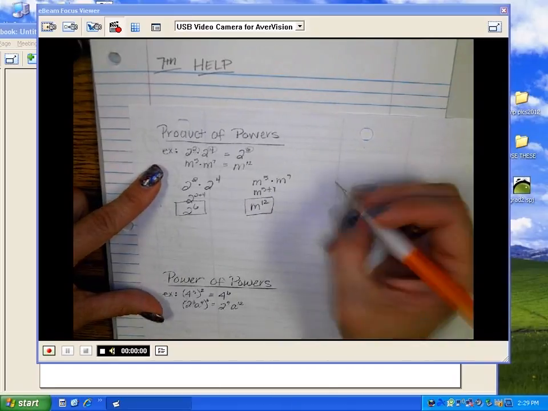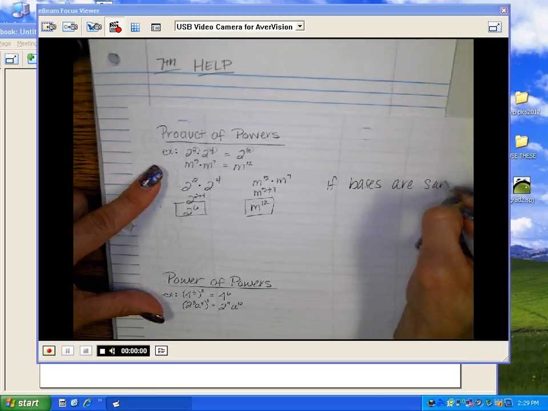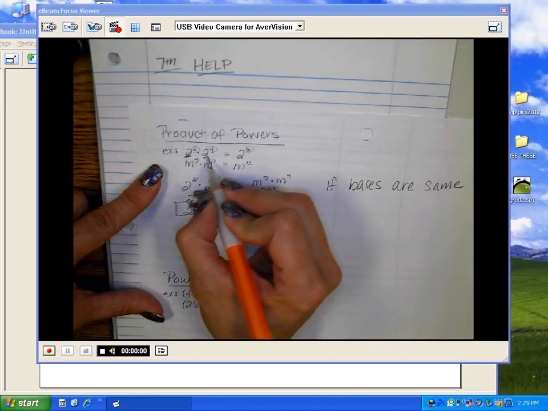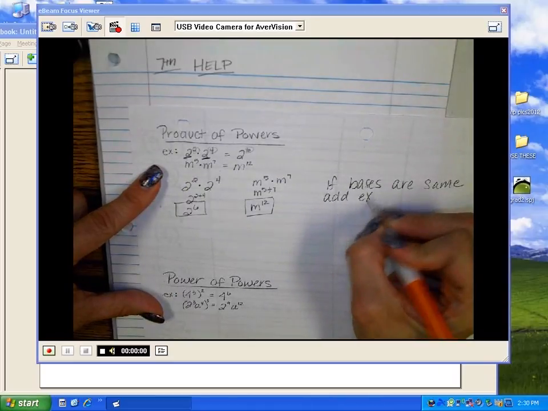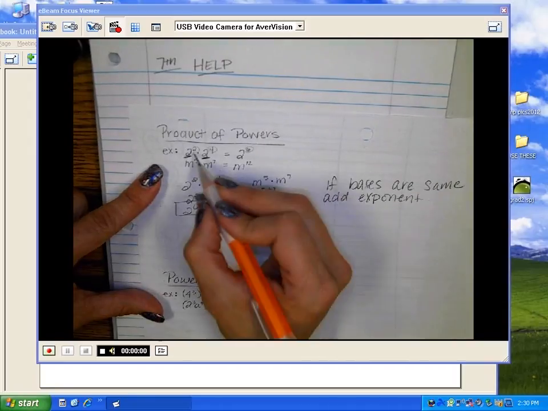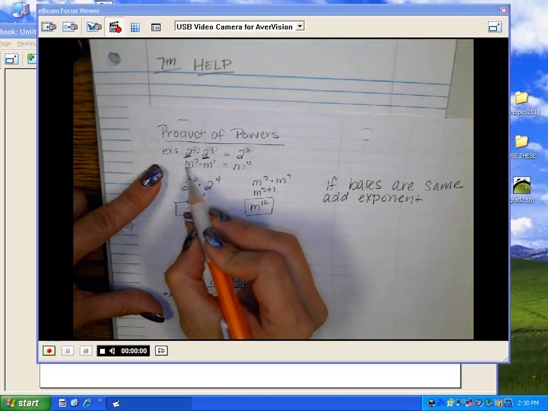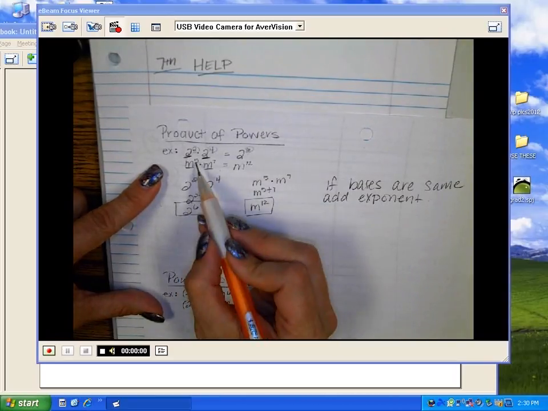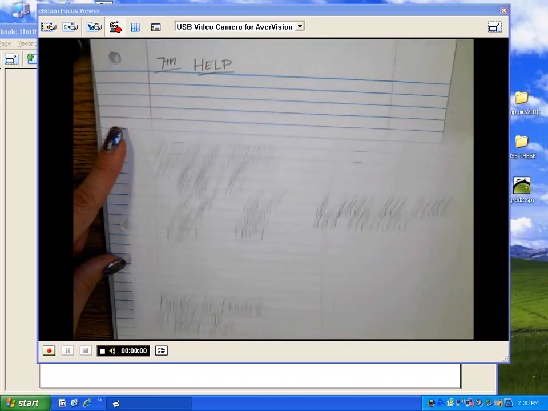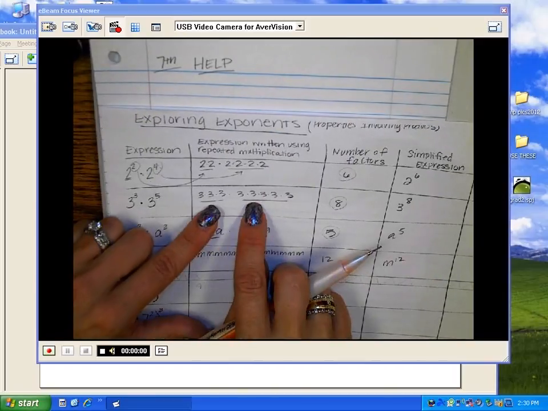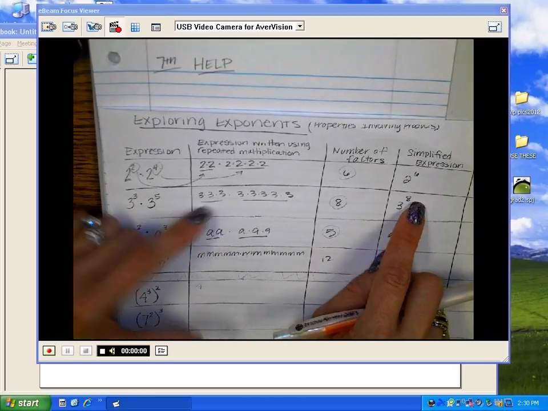And the rule says, if the bases are the same, which ours were, our base here was 2 and our base here was 2, so our bases were the same, we get to add the exponents. And so 2 plus 4 gives me 6. And then we can try it again on the next one. Our bases are the same, they're both m's, so we can add our exponents. 5 plus 7 is 12. Okay? Now, you can remember, you don't have to add them. You can 100% write them out and count them up and get 3 to the power of 8. And either way will work.